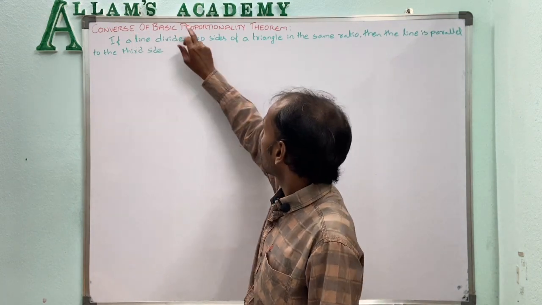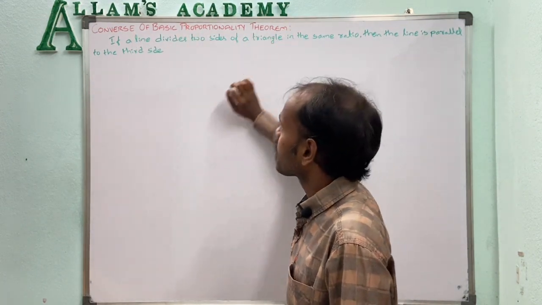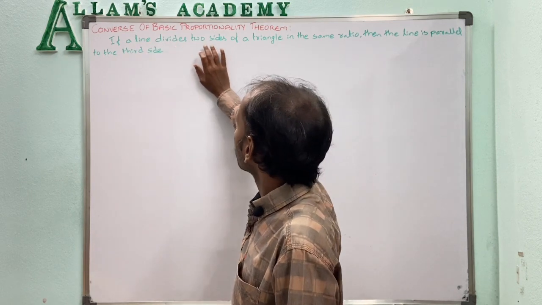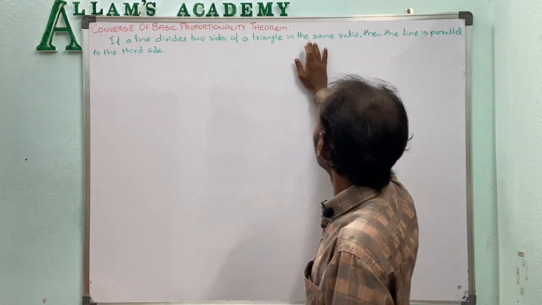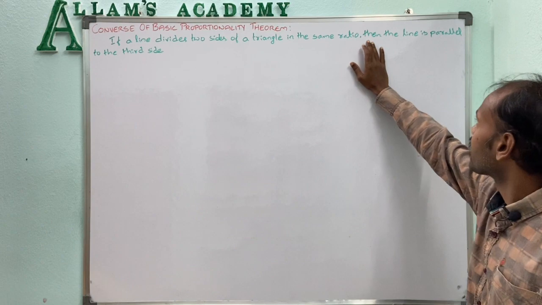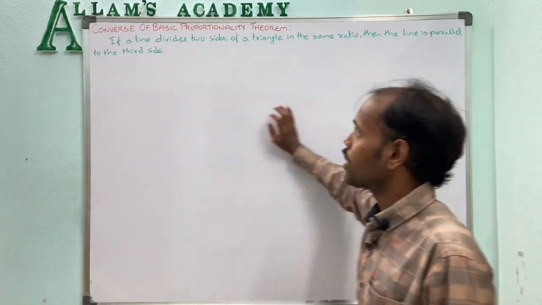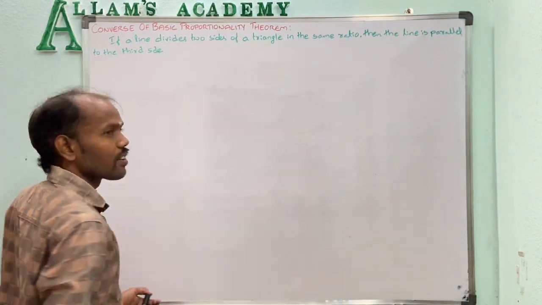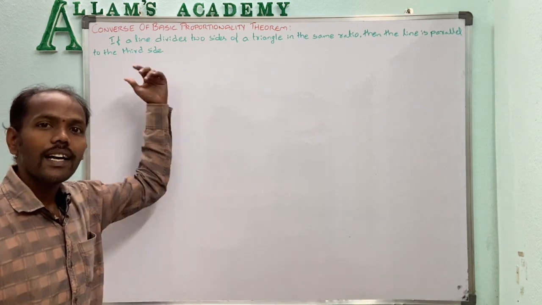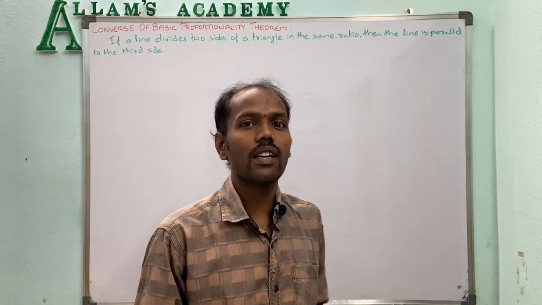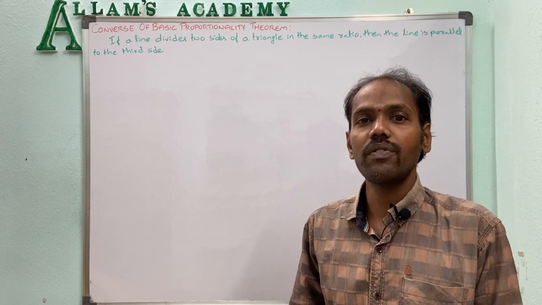The converse of basic proportionality theorem. If a line divides two sides of a triangle in the same ratio, then the line is parallel to the third side. So it is the converse of basic proportionality theorem. Before the theorem, what will be taken?